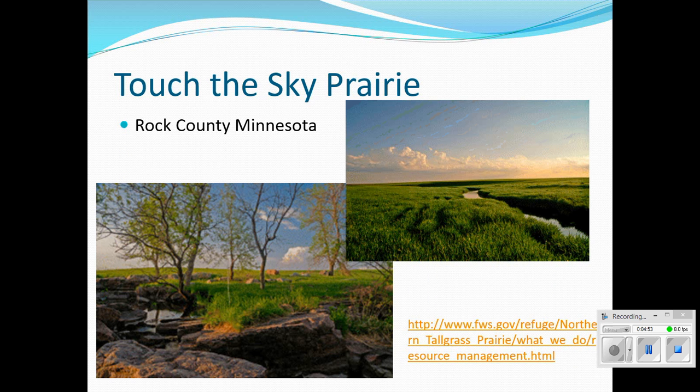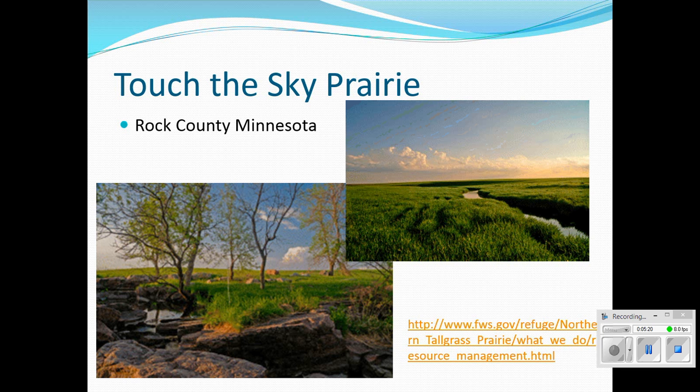And I'm going to talk to you about Touch the Sky Prairie. This will help us learn a little bit about controlled burning and rebuilding and rehabilitating natural ecosystems. So this Touch the Sky Prairie is in Rock County, Minnesota. It's only a few miles from my house. So if you know where Laverne is, it's a few miles northwest, back towards Brandon.